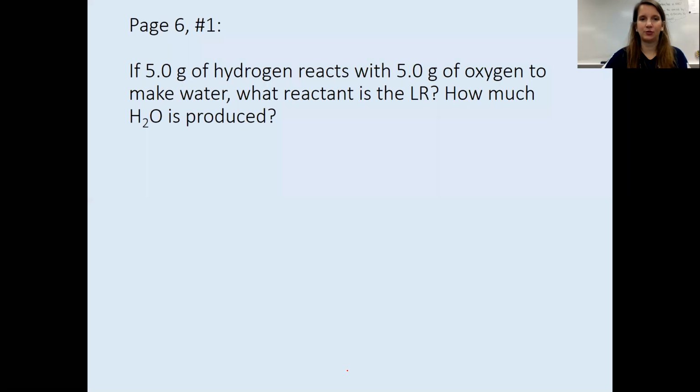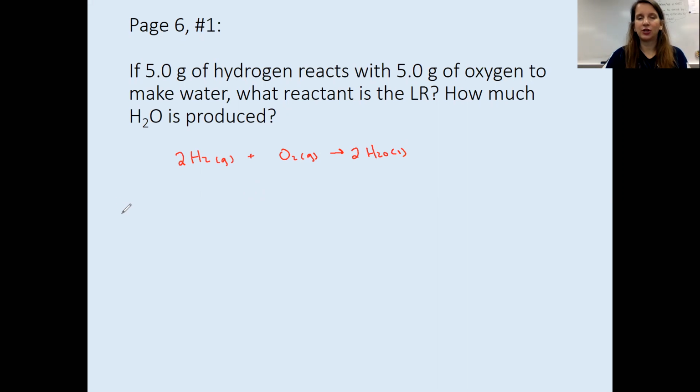So let me pull up my annotate tool here. It tells us that we're reacting 5 grams of hydrogen with 5 grams of oxygen to make water. So hydrogen is H2. Oxygen is O2, and we're going to make water. So we have to balance this. So we have to have a 2 here and a 2 here.